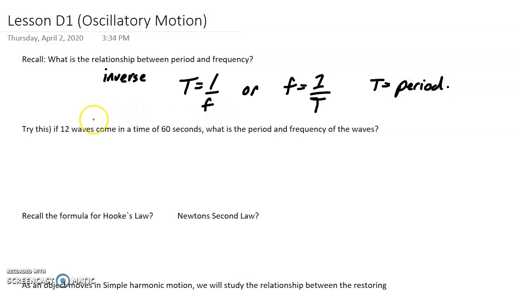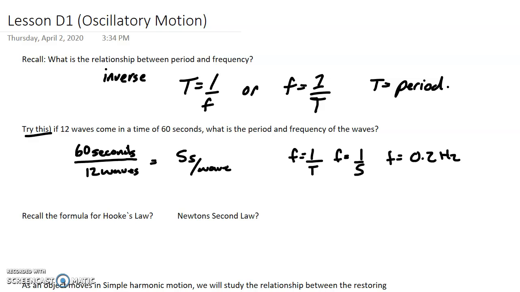Okay, give this a quick little try. 12 waves come in at a time of 60 seconds. What's the period and frequency of the wave? Pause the video, give this a try. We'll see you in a moment. Welcome back. So you should have calculated that to be 5 seconds per wave for the period and a frequency of 0.2 hertz.